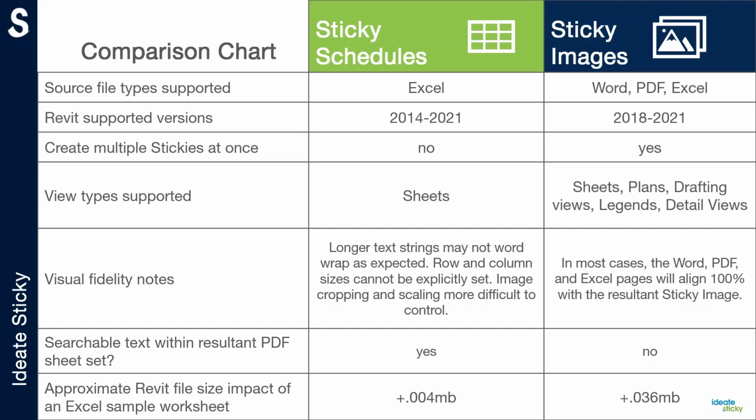So in most cases, it's going to be 100% fidelity between the Excel, PDF, and Word document and the image within Revit. And then a disadvantage of images is the fact that you can't search the text. In a sticky schedule, like I said, it's an actual schedule and it's actual text, so you can search that. And then the size is always an issue too.